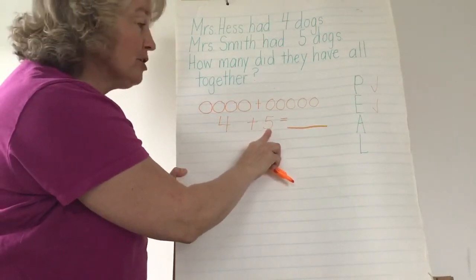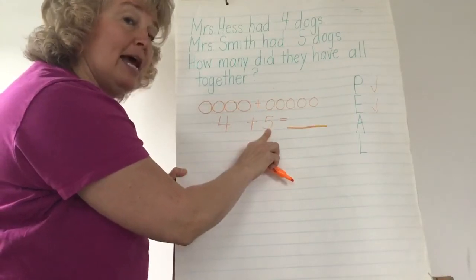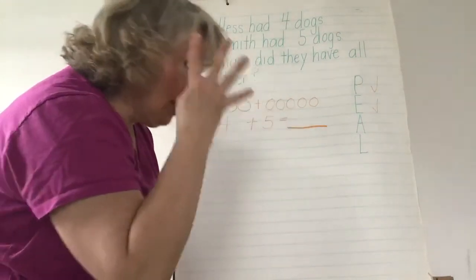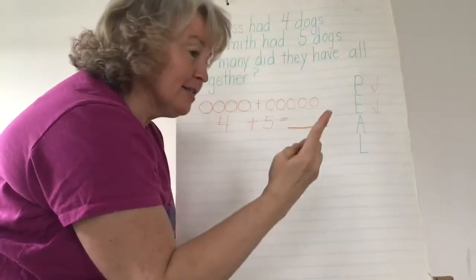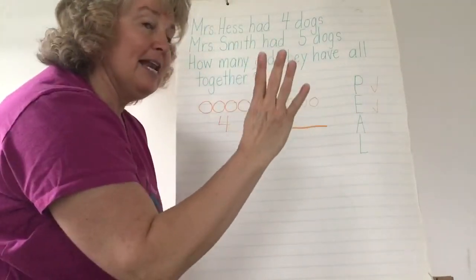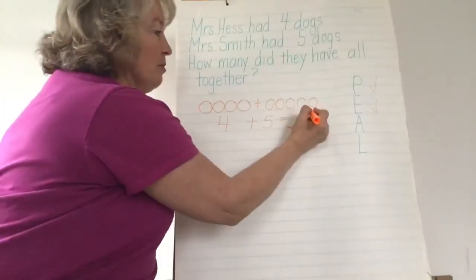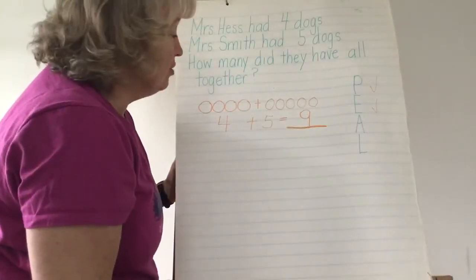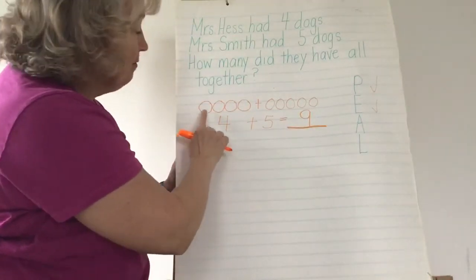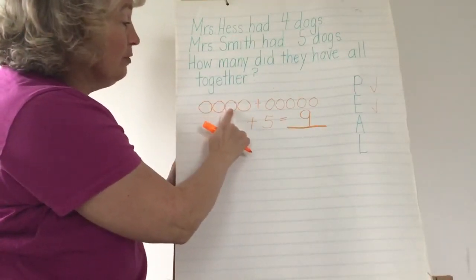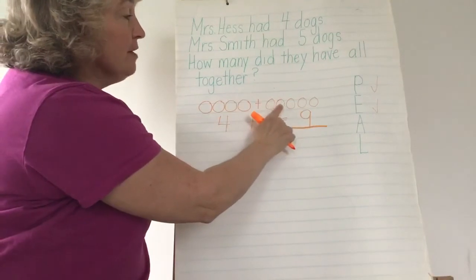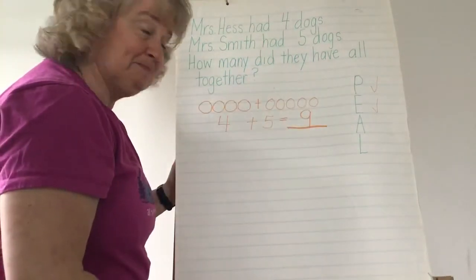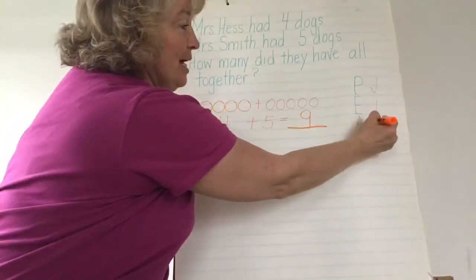So remember, we want to start with that big number in our head and add on the small number. So I have my 4 fingers. So 5, 6, 7, 8, 9. So I'm going to put my answer. But let's check just to make sure I got the right answer. Let's count those circles. 1, 2, 3, 4, 5, 6, 7, 8, 9. We got it. All right, there's our answer.